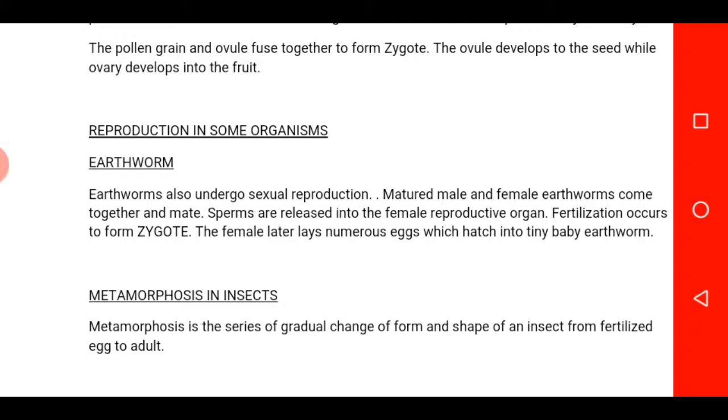So the female organism will later lay eggs. After the formation of zygote, the egg will be laid and will hatch into tiny baby earthworm.